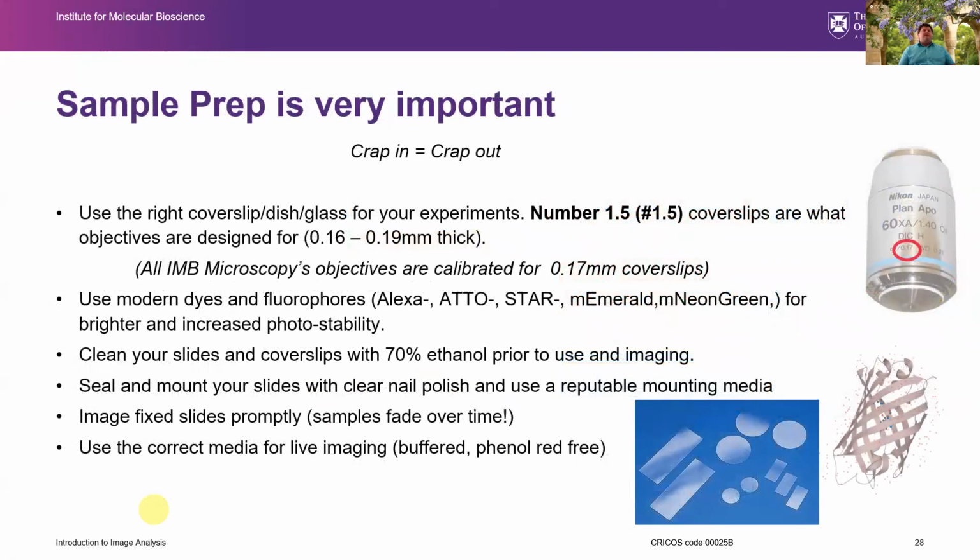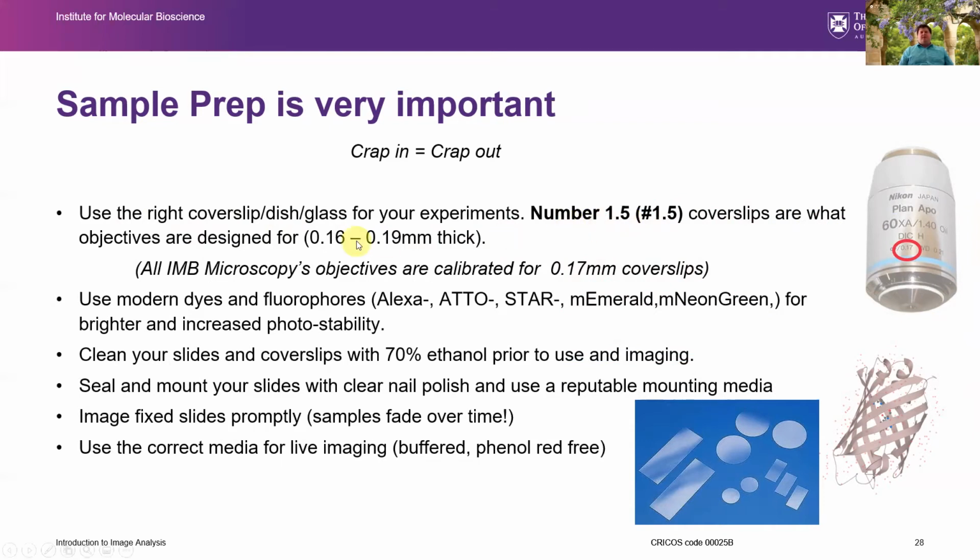Sample preparation is really important. If you have junk going in, you will not get anything better than junk coming out. So use the right cover slips or the right dish or the right glass for your experiment. You should be using number 1.5 cover slips. This is what every objective that we have in this building is designed for.